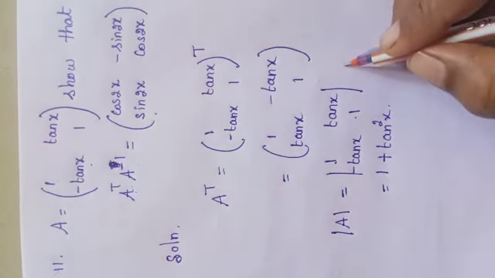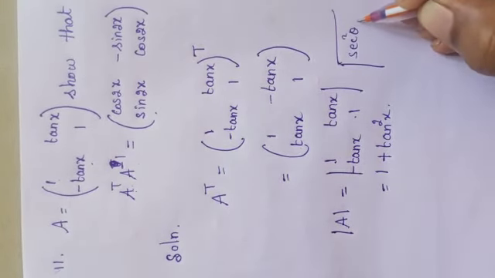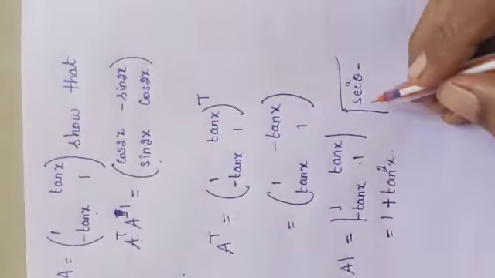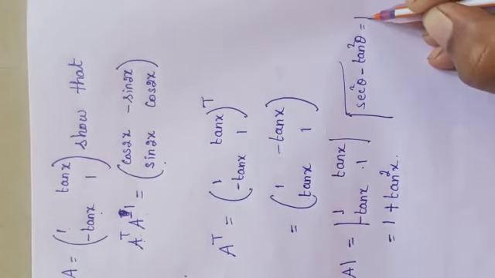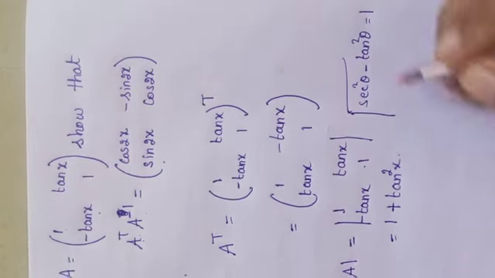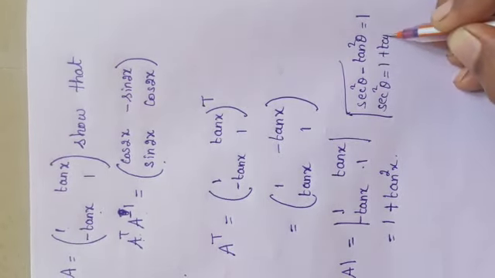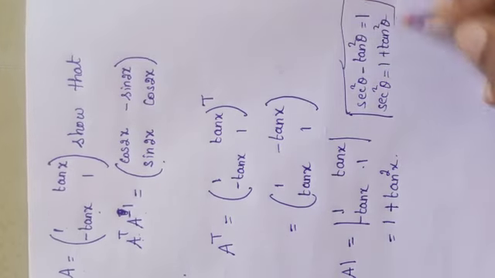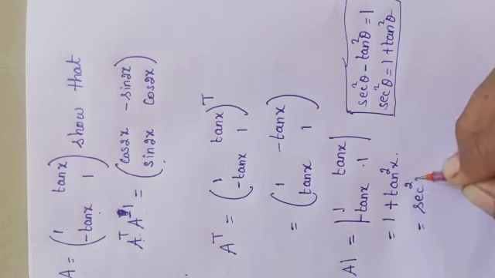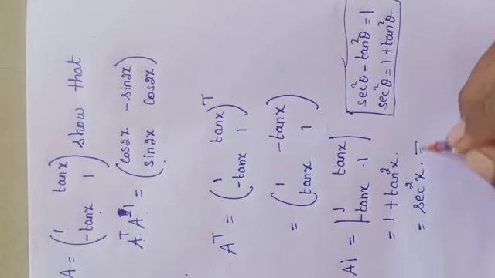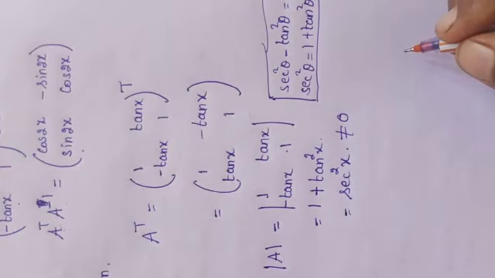See, we have an identity: secant square theta minus tan square theta is equal to 1. From this, we make it secant square theta is equal to 1 plus tan square theta, isn't it? So 1 plus tan square x we can write as secant square x, which is not equal to 0. Therefore, A inverse exists.